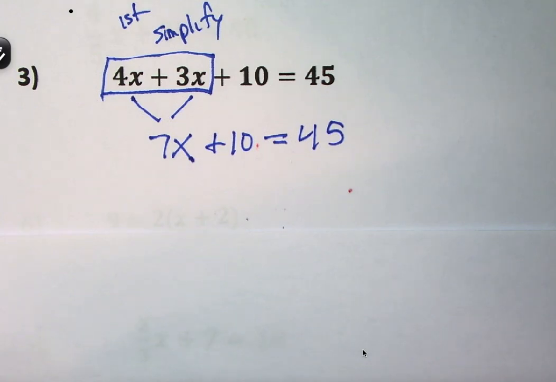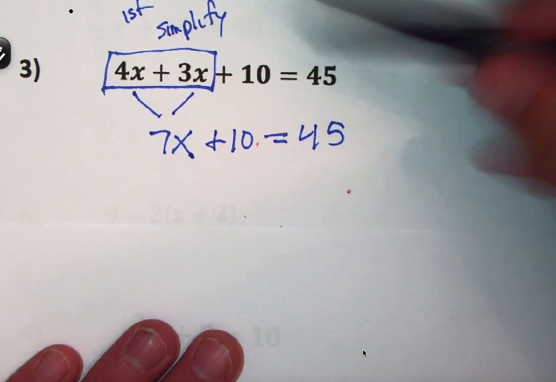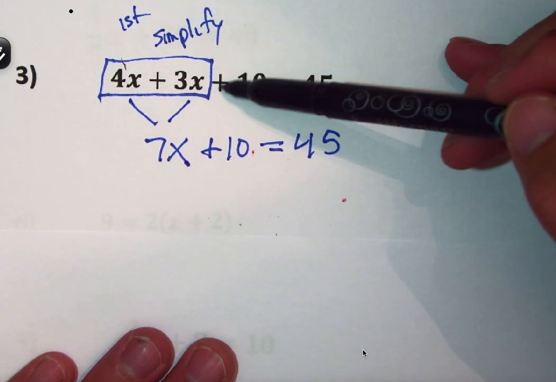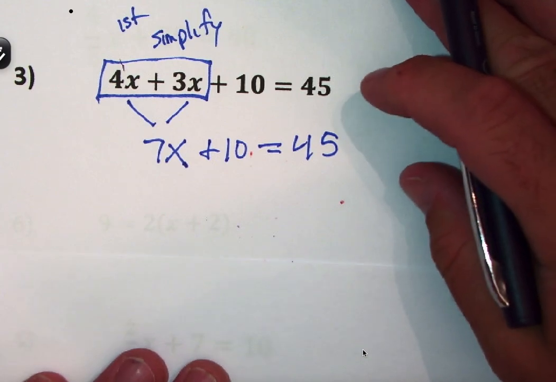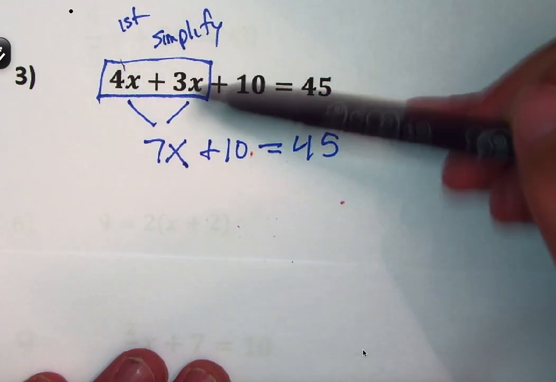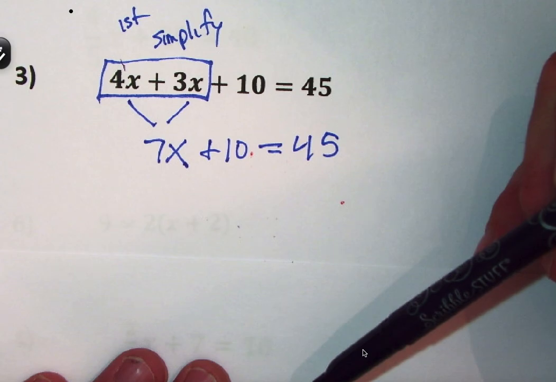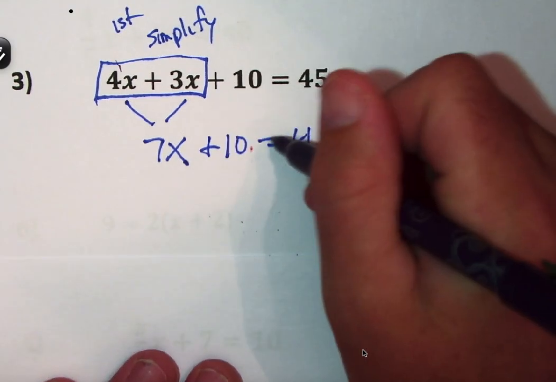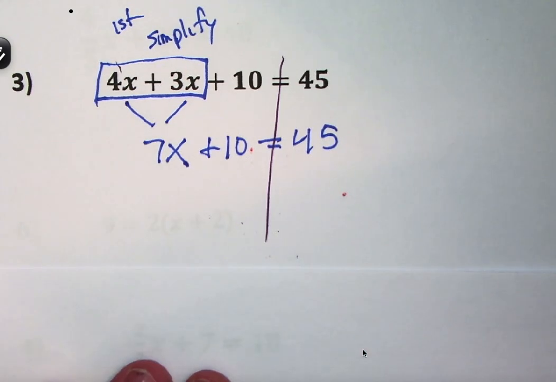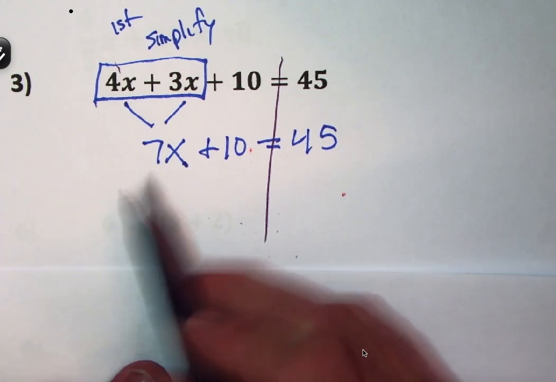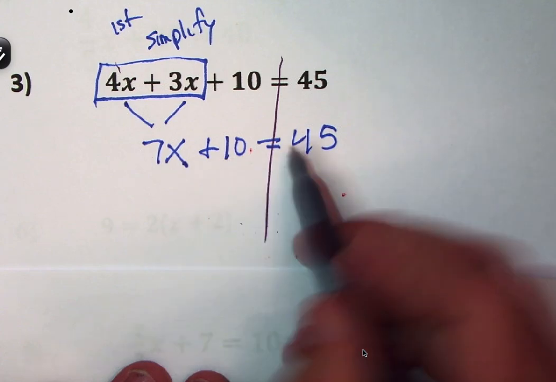Cool. So we simplified if we can. That's what your teachers last year should have talked about. And we look for any like terms. And 4x plus 3x, 7x. We can rewrite it like that. 4 things plus 3 things is 7 things. Great. Now we're back to a step where we can do things to both sides. So we have 7 times x plus 10 equals 45.